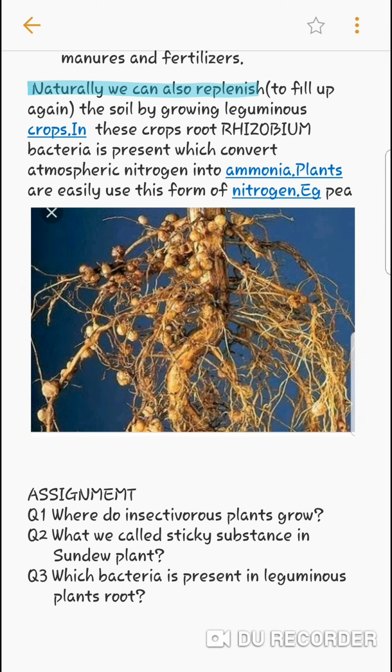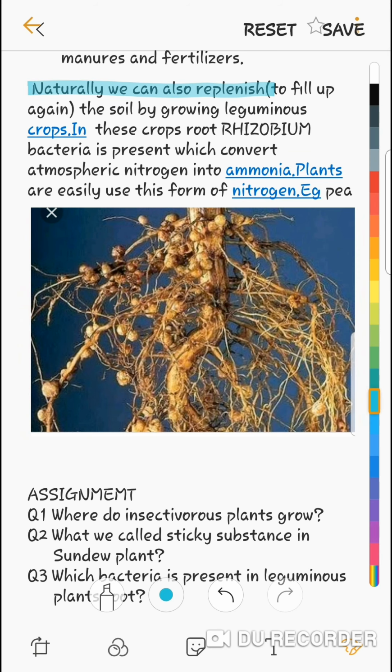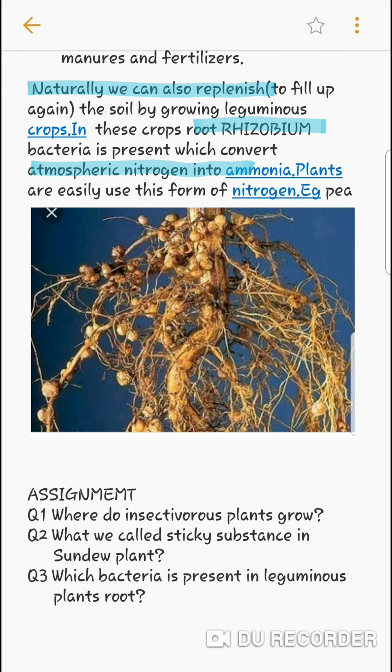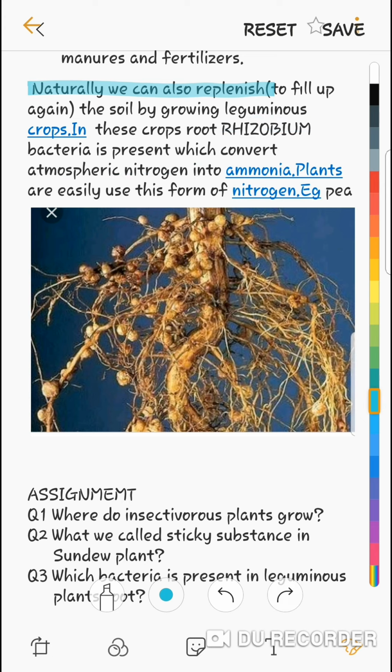Naturally, we can also replenish the soil. Replenish means to fill up again, by growing leguminous crops such as pea and green beans. In the roots of these crops, Rhizobium bacteria are present, which convert atmospheric nitrogen into ammonia. Plants can easily use this form of nitrogen. Example of a leguminous crop: pea.